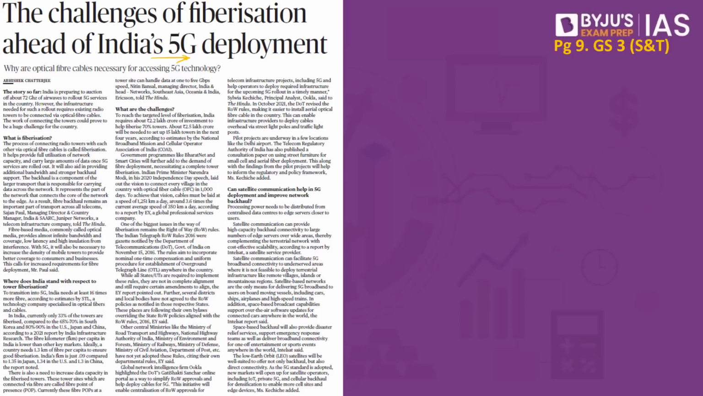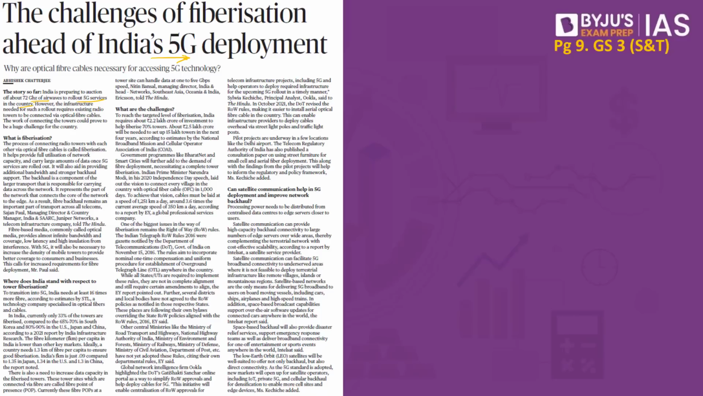India is preparing to auction off about 72 gigahertz of airwaves to roll out 5G services in the country. If we have to roll out 5G services in the country, what we require is the radio towers. These radio towers will have to be connected by optical fibers. So what we require is the required infrastructure. But this infrastructure to support the 5G services through fiberization is not enough, is what this article is all about.